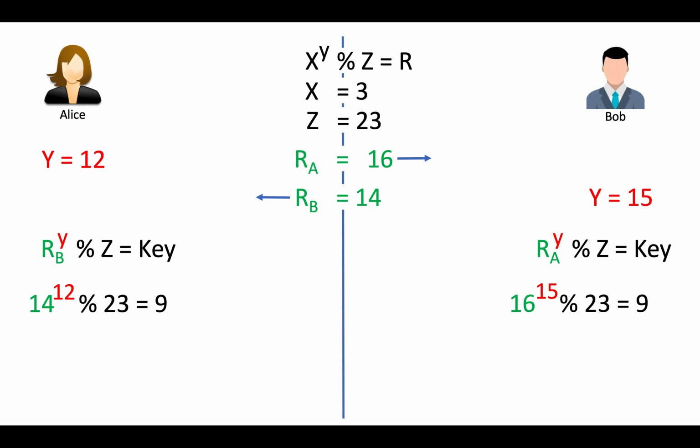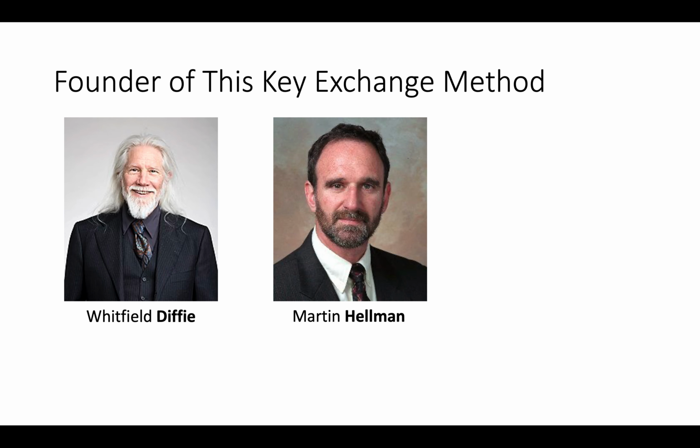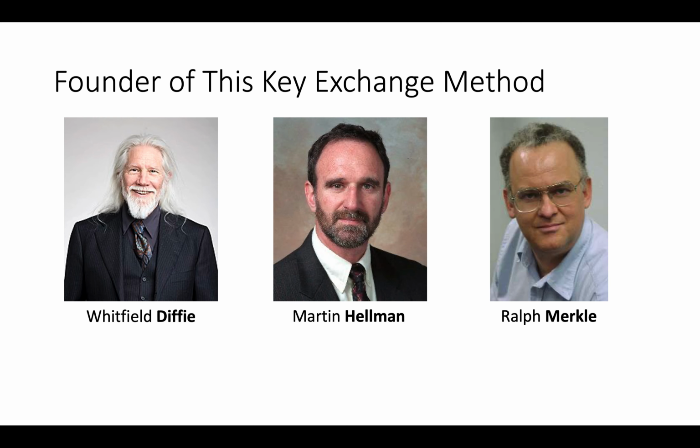I hope you understand this formula and key exchange method. So, before proceeding to our original problem statement, let's see the founders of this formula and method. Whitfield Diffie and Martin Hellman, these two mathematicians defined this formula in 1976, and later Ralph Merkle made it stronger. Basically, he came up with criteria on how to choose values to make this formula much stronger.